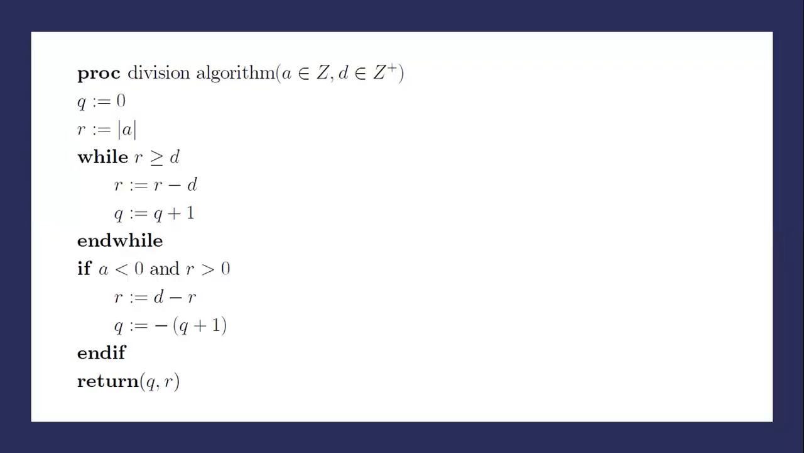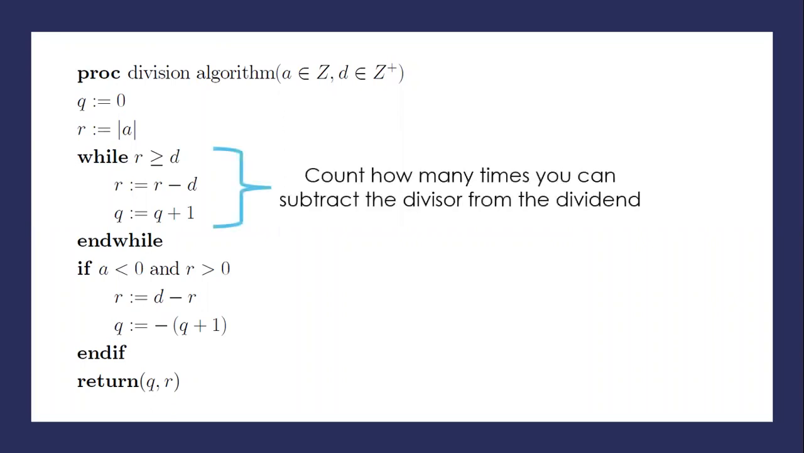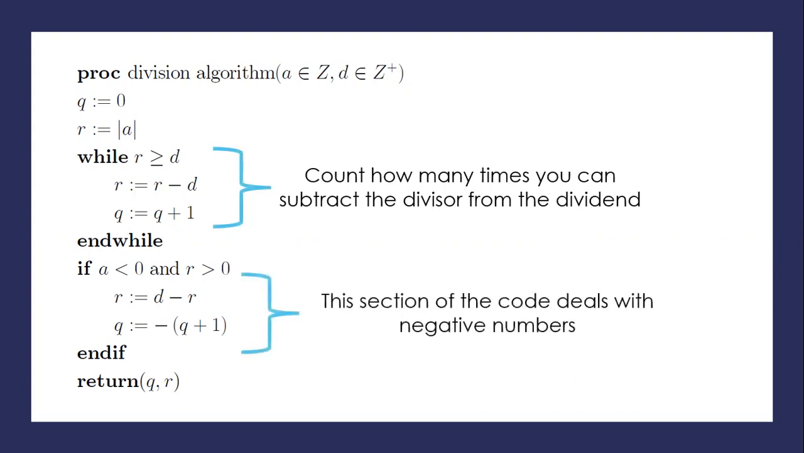So here's an algorithm to do just that. You notice the main thrust of it is in that while loop part. How many times can you subtract it? There's a big section here at the bottom that has to deal with, well, what happens with negative numbers? Because if you'll recall, we had to make sure the remainder was positive. So right up there at the top of the code, we start by assigning R to the absolute value of A.